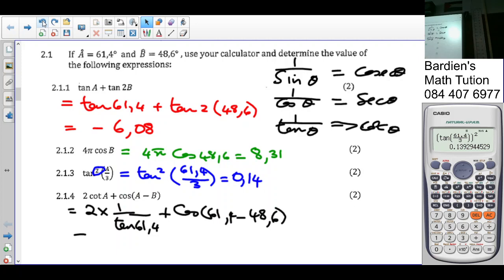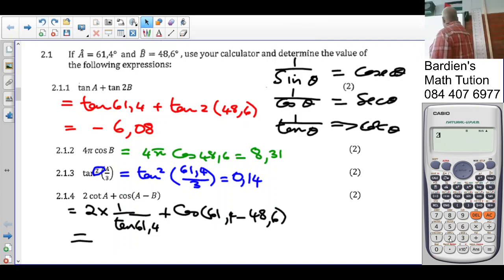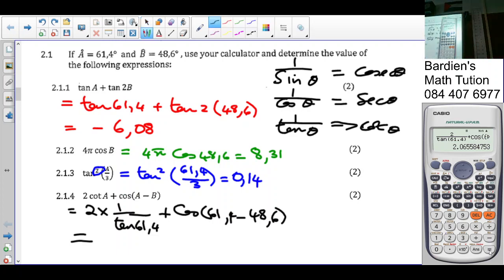So let's put that in the calculator. 1 over tan 61.4 times 2, plus cos of 61.4 minus 48.6 gives 2,07. You all agree with that? Any confusion at this point? Any confusion?